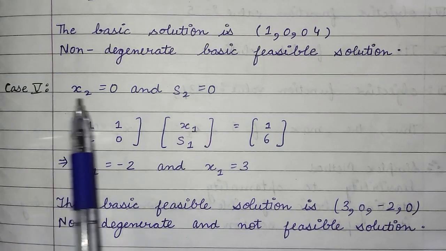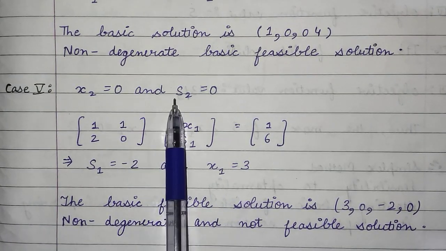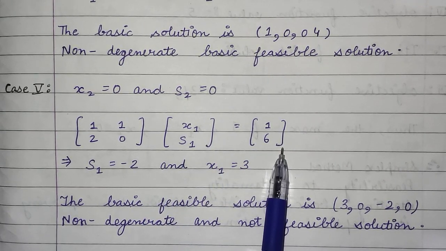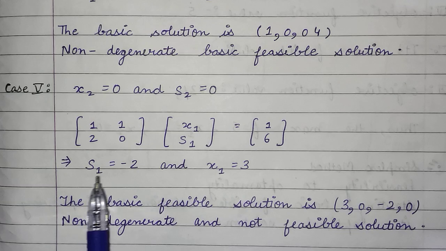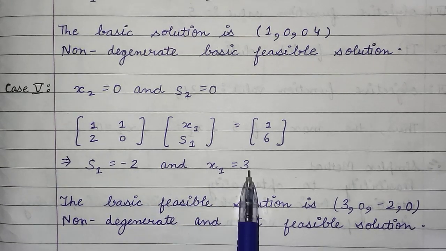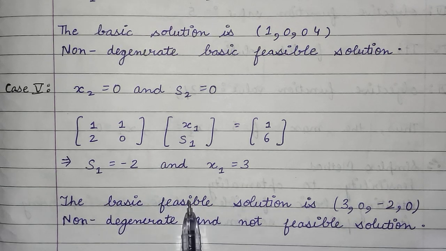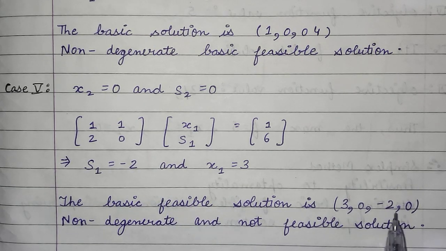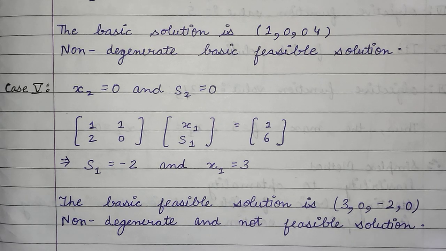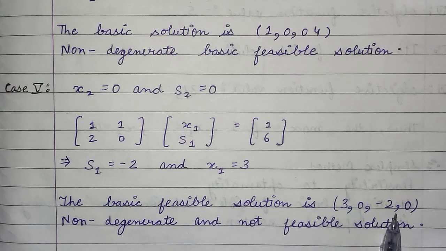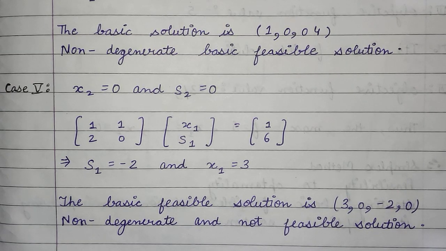Next, our case 5 is x2 equals 0 and s2 equals 0. In this case our matrix is this, and if we solve it we get s1 equals minus 2 and x1 equals 3. So in this case our basic solution is (3, 0, -2, 0). This basic solution is non-degenerate and not feasible, because similarly here a value is less than 0. So we will not consider this case.